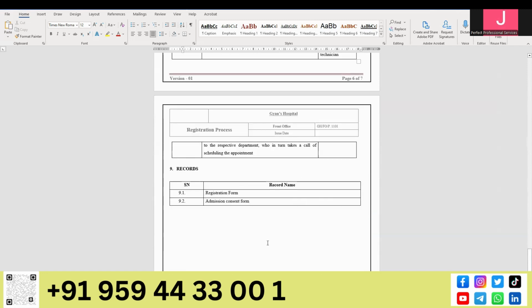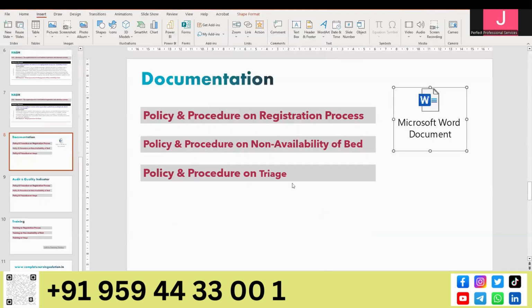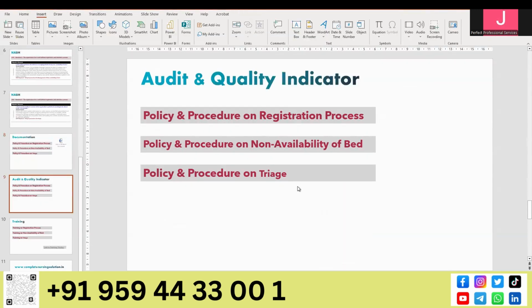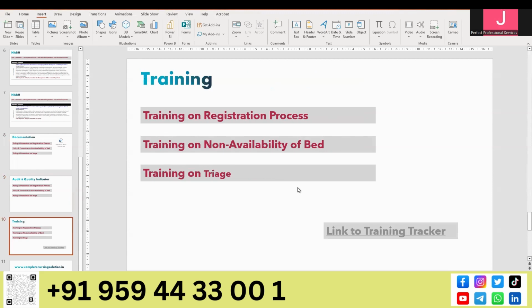Then what records will be generated after following this protocol. There will be the registration form and there will be the admission consent form. Now next is the quality indicators and audit you will be doing. We will be seeing that in another video. So stay tuned for another video on quality indicators.